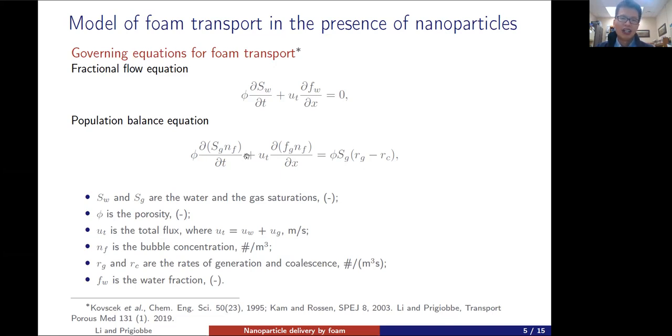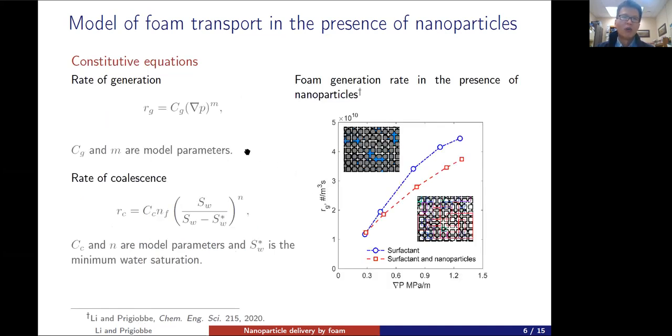And n_f in here is the bubble concentration, which means the number of bubbles per unit volume. R_g here is the generation rate of foam, and R_c is the coalescence rate of foam. And these 2 terms control the creation and the loss of foam.